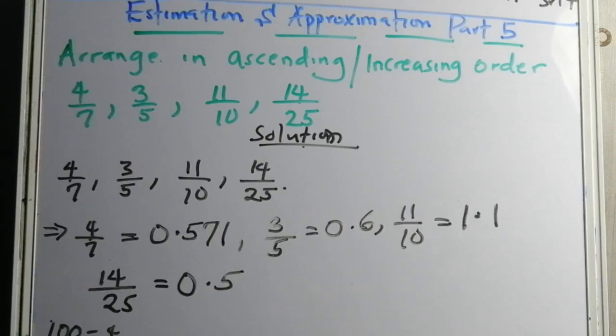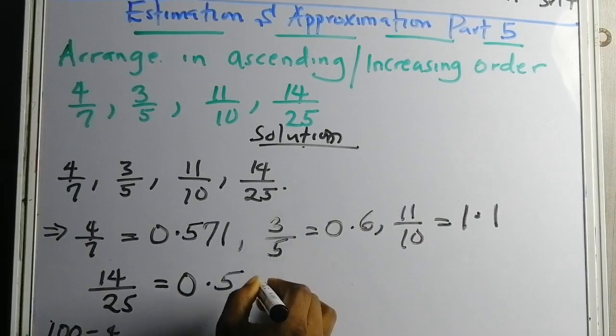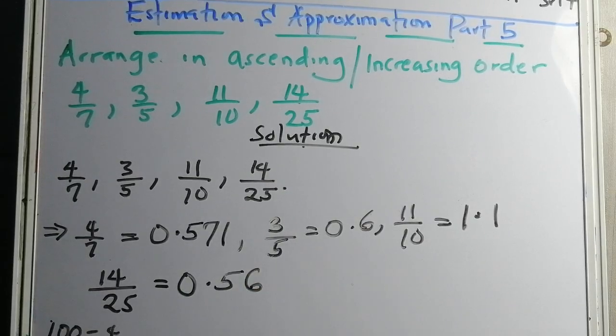Okay? So when you have your 150, you already knew that 25 can go in 125 5 times. So if you add another 25 to this, that will give you what? 150. So it means it's 6. Check your calculator. So it means this one is what? 0.56. Okay? So since it's 0.56, then we can now see how we can arrange in ascending or increasing order.